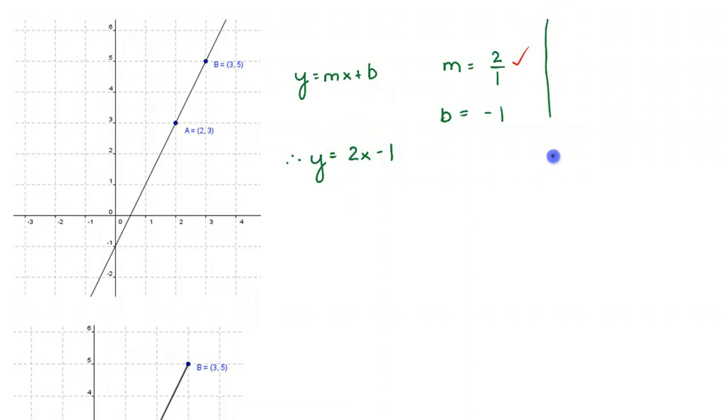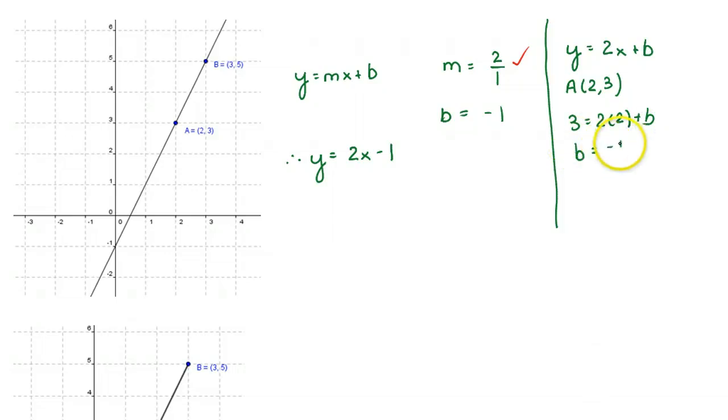Now again, if for some reason the b wasn't as nice, what I could do here is say, well, y is equal to 2x plus b, and then I could substitute in any point on the graph. So let's substitute in a is 2, 3, and if I substitute a is 2, 3, what I'm going to get is 3 is equal to 2 times 2 plus b, and therefore, with a little bit of algebra, b is -1. Okay? So like I said, we always want to look and see if we can pull this information off the graph, but in reality, often it's not going to be nice, so you're going to have to do some calculations to figure that out.